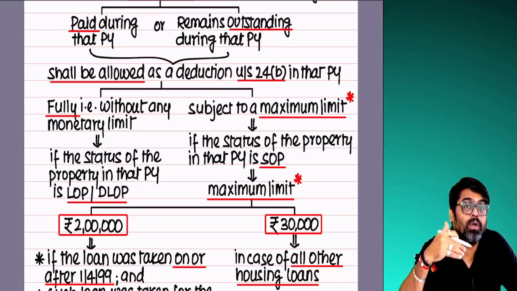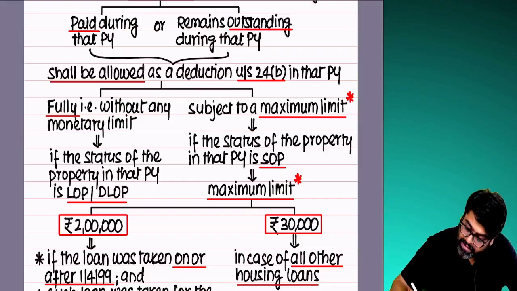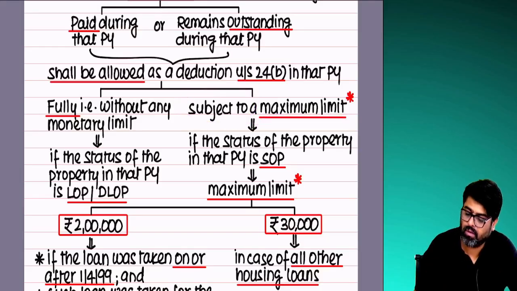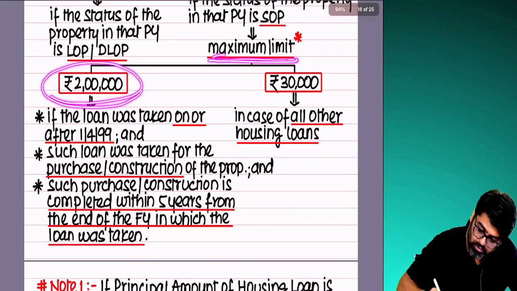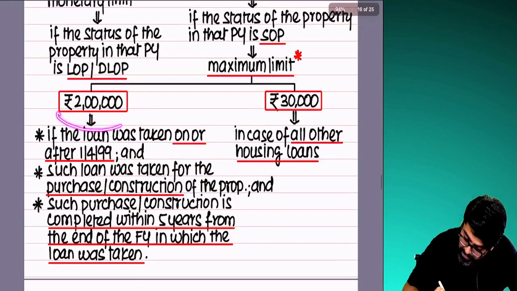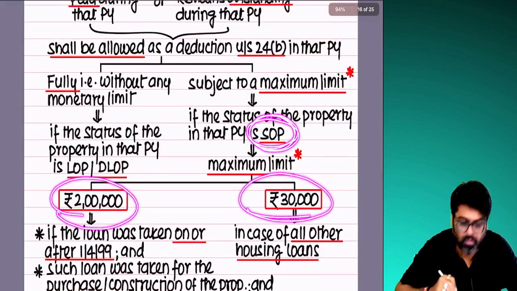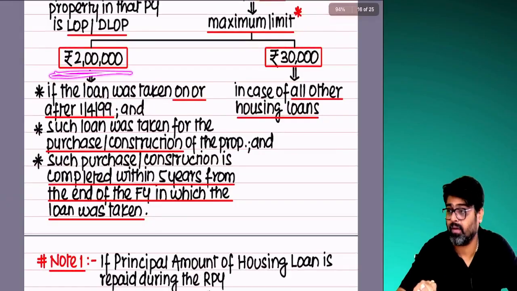in relation to your SOP, that entire interest will be allowed subject to a maximum limit. Hello? And the maximum limit is 2 lakhs. We are coming to this 2 lakh or 30,000 only if the property is SOP. Getting my point? Now, when will you take the maximum limit of 2 lakhs?